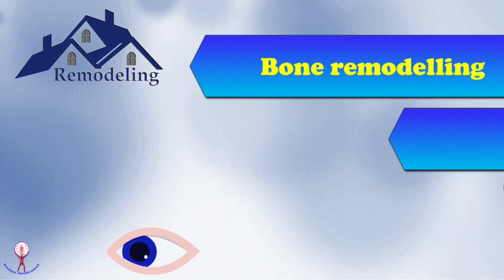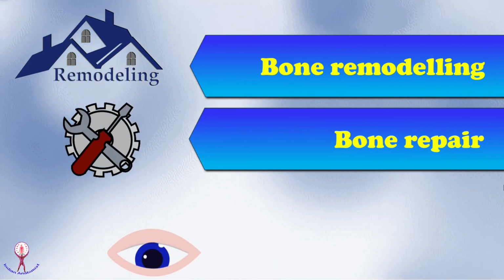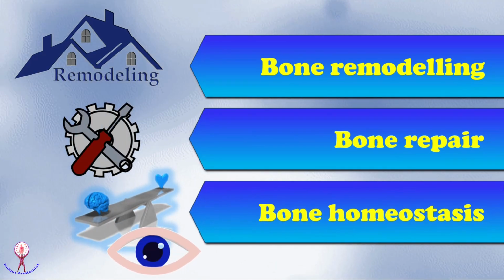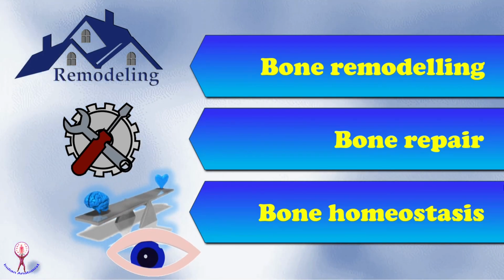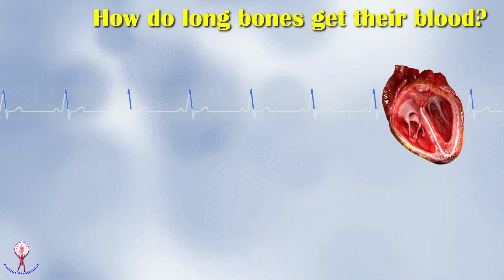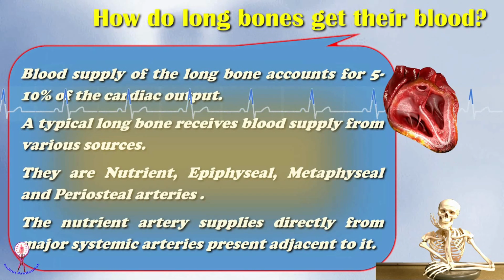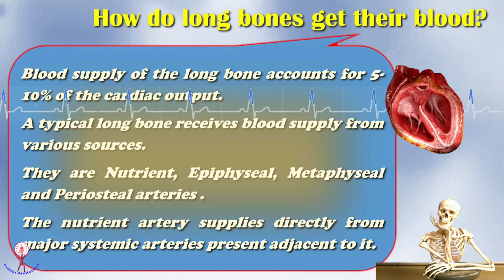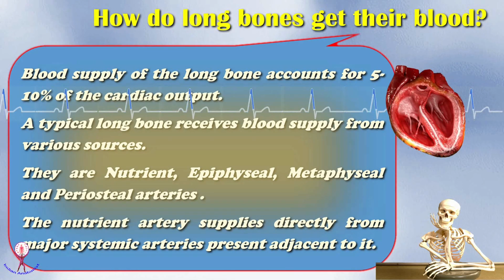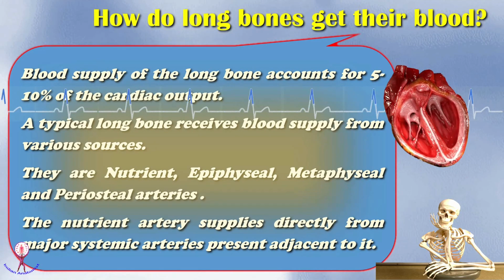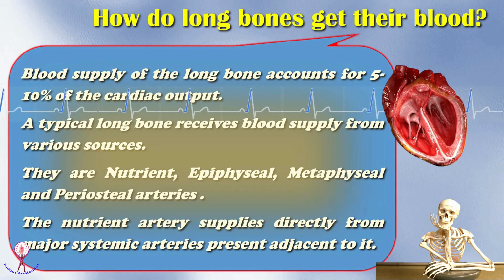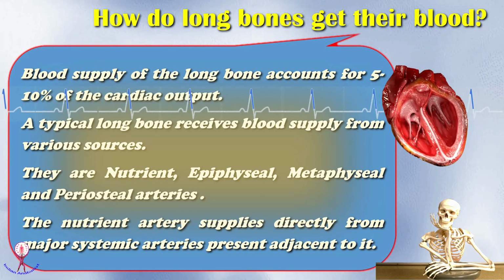Stay watching. What is the purpose of blood supply to long bone? 1. Bone remodeling. 2. Bone repair, and 3. Bone homeostasis. This is applicable to all the body tissues. How do long bones get their blood? Blood supply of the long bone accounts for 5 to 10% of the cardiac output. A typical long bone receives blood supply from various sources. They are the nutrient, epiphyseal, metaphyseal, and periosteal arteries.